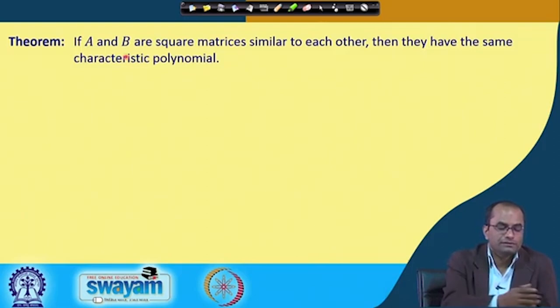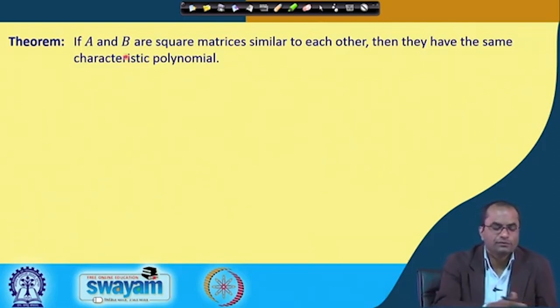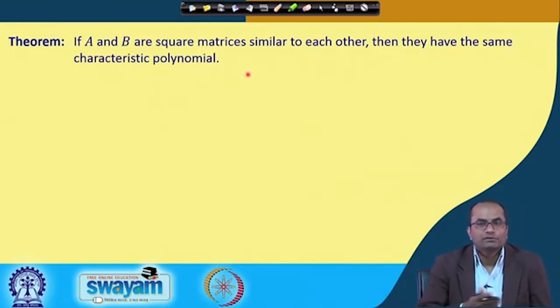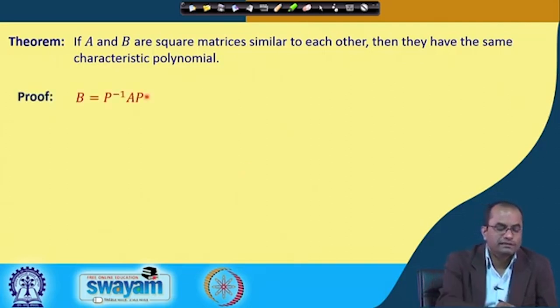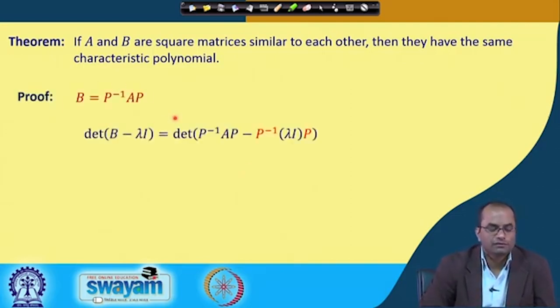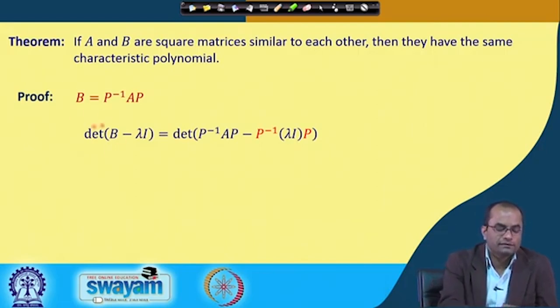Another result, which we have actually seen already in the first result: if A and B are square similar matrices, then they have the same characteristic polynomial. Eventually we have seen already that they have the same eigenvalues. If they have the same eigenvalues, they have the same characteristic polynomial, but this is just another way of looking at it. So, we take B is P inverse A P, and then we take the determinant of B minus lambda I, the characteristic polynomial of this B.